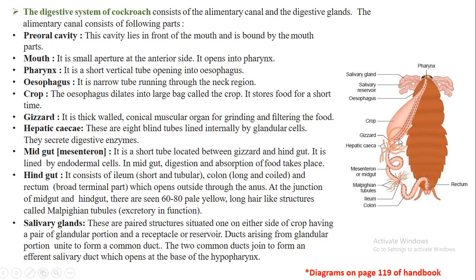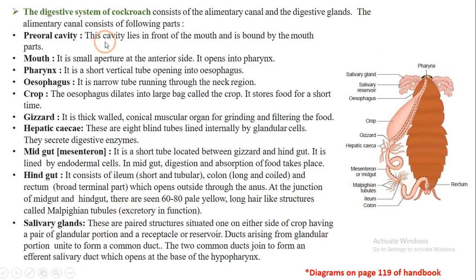So at the junction of the midgut and the hindgut, there are about 60 to 80 pale yellow, hair-like structures which are present. These hair-like structures are called the Malpighian tubules. And the function of these Malpighian tubules is excretory. That means they are used as an excretory organ.